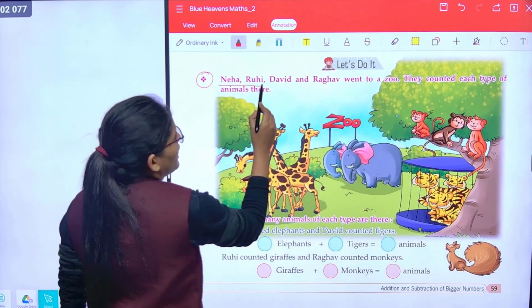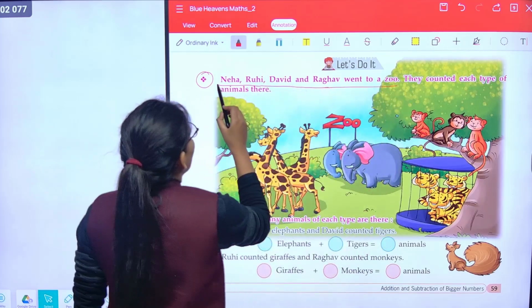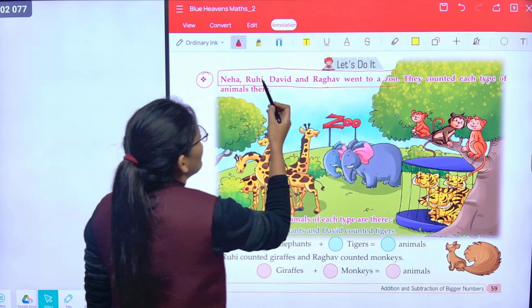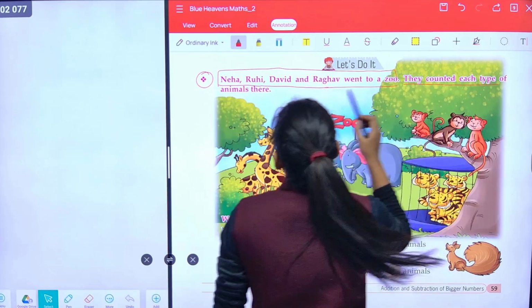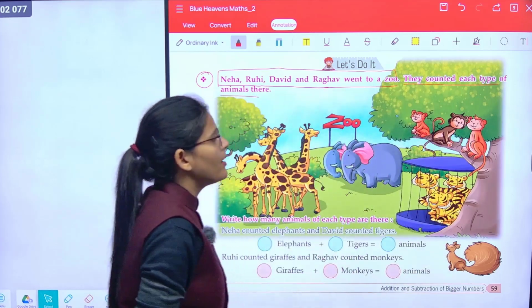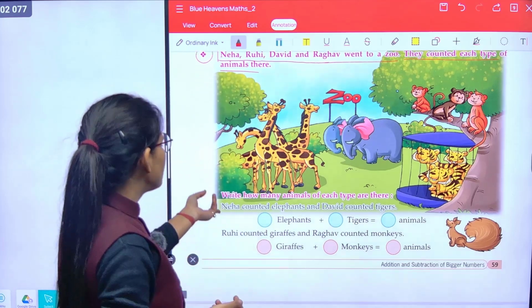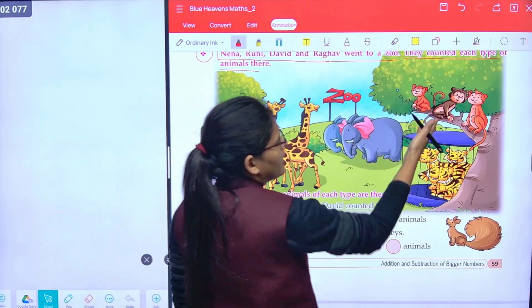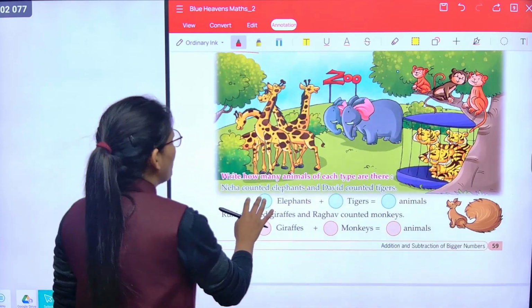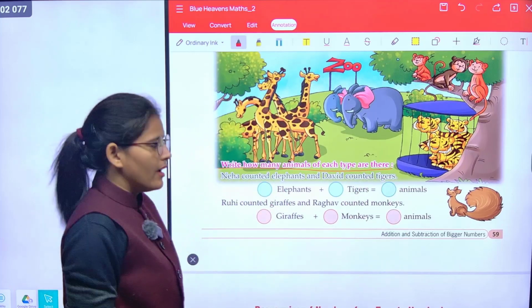Neha, Ruhi, David and Raghav went to a zoo. They counted each type of animal there. See class, there are giraffes, elephants, monkeys and tigers also. Okay, write how many animals of each type are there.